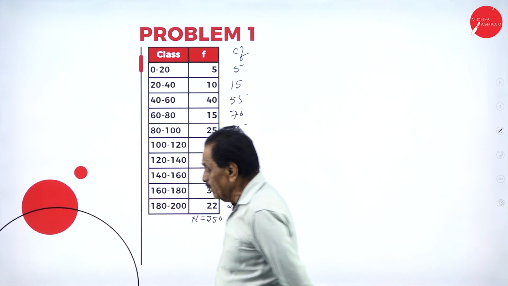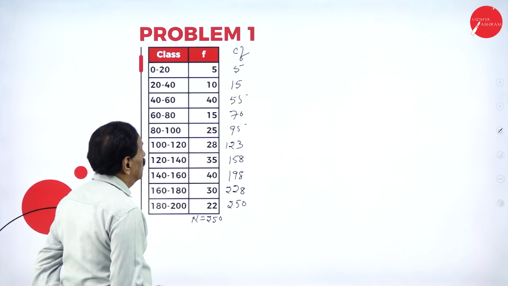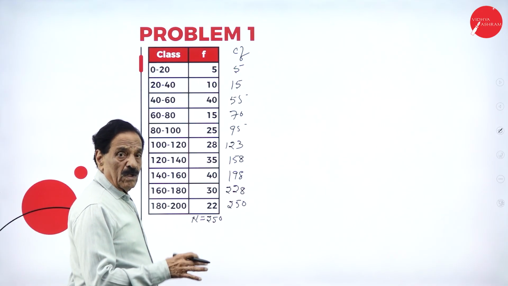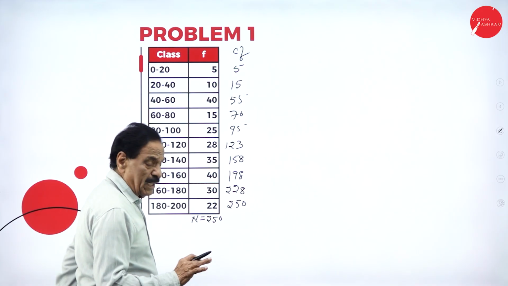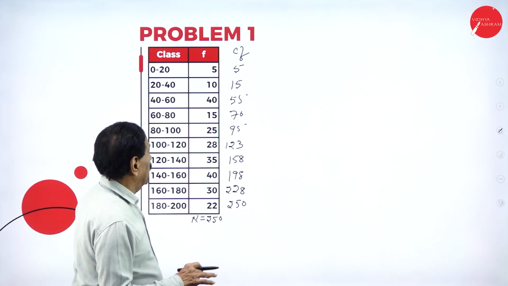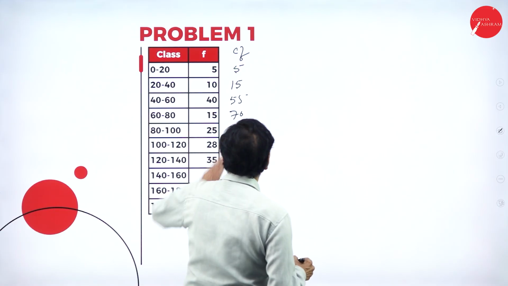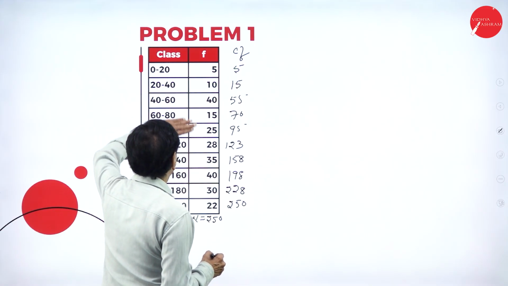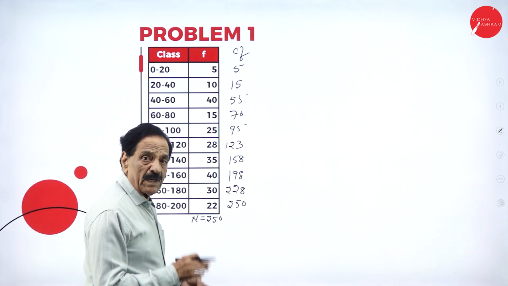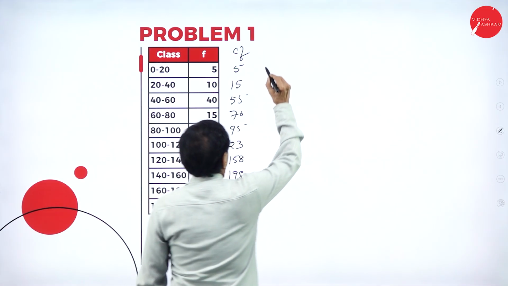So what we have got? Here you want the quartiles Q1, Q2, Q3, so everything you have to do here. Here the CF you have done. Then what we require is the mean, the mid value.